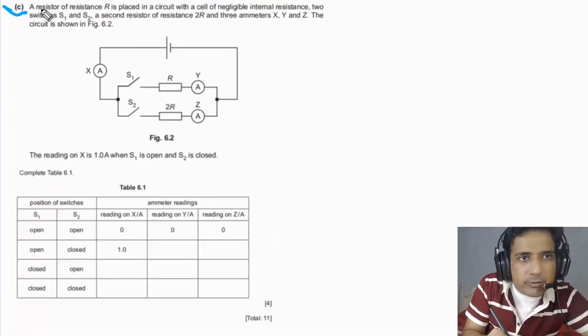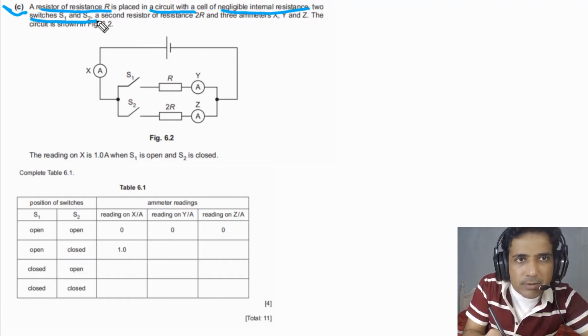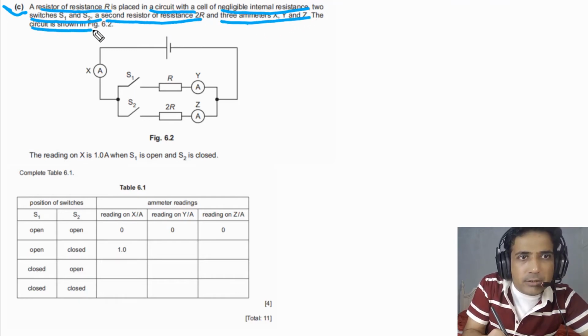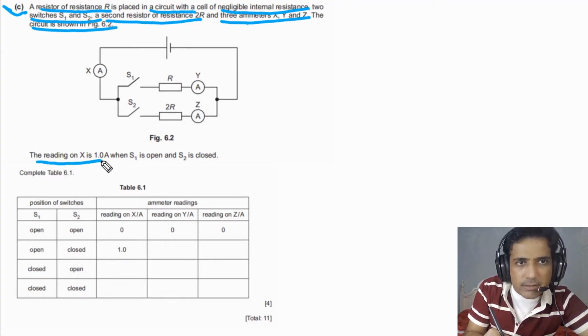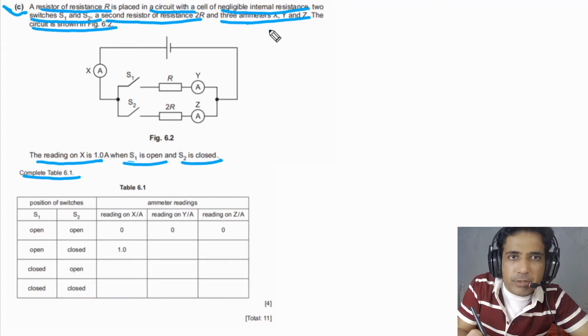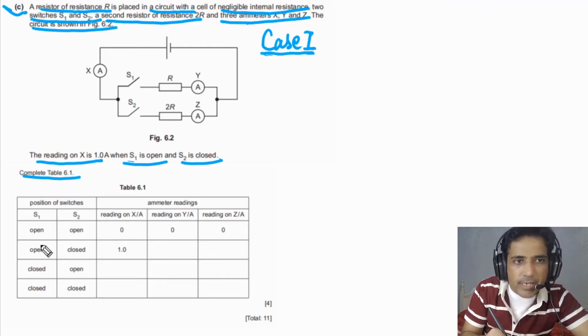For part C, it is given to us a resistor of resistance capital R is placed in a circuit with a cell of negligible internal resistance, 2 switches S1 and S2, a second resistor of resistance 2R and 3 ammeters X, Y, and Z. The circuit is shown in figure 6.2. The reading on X is 1.0 amps when switch S1 is open and S2 is closed. We need to complete table 6.1. We can simply write down here first of all case 1. For case 1, it is given to us when S1 is open and S2 is closed, the reading on X.